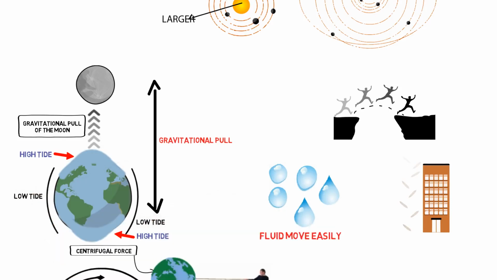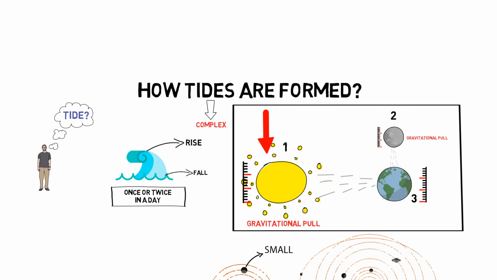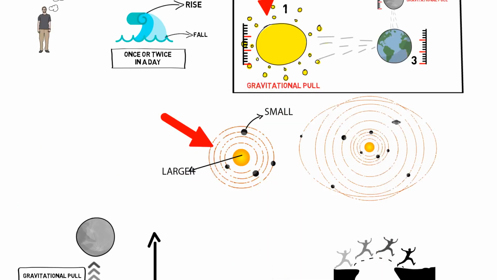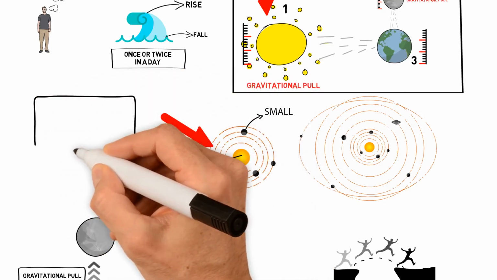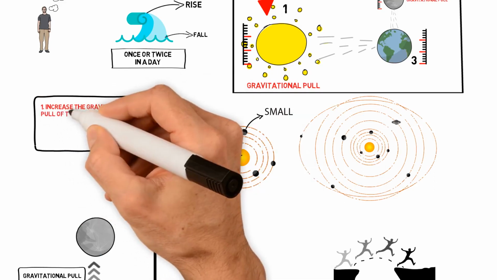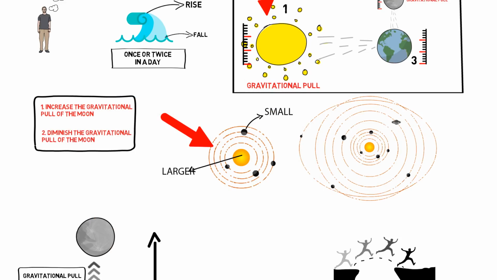Now this all happens only when there is the moon and the Earth. What about the sun? As I said, the sun is bigger than all the celestial bodies in the solar system. That means the sun will exert more gravitational pull, and it has influence on the tides as well. However, the sun's gravitational pull can do two things. Either it will increase the moon's gravitational pull on Earth, or it will diminish it.